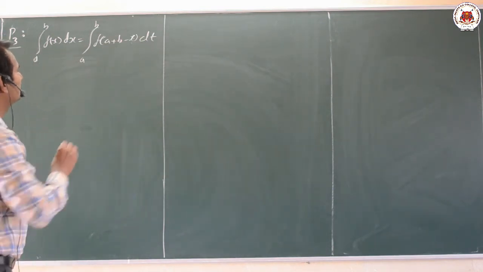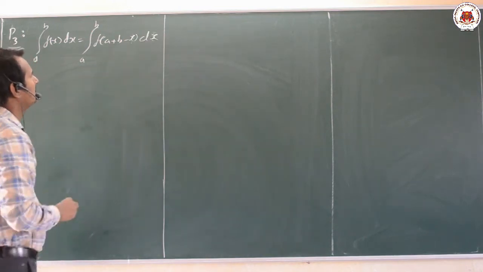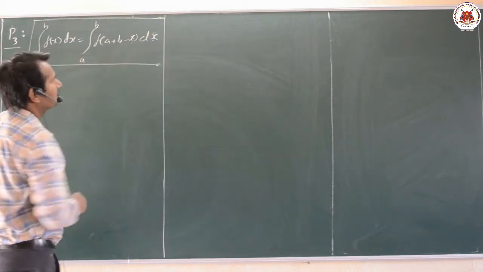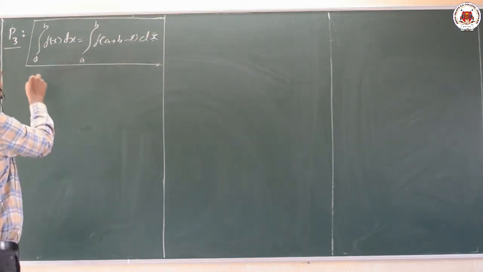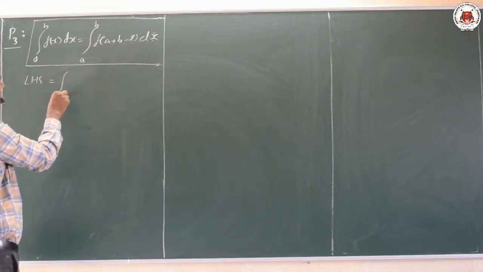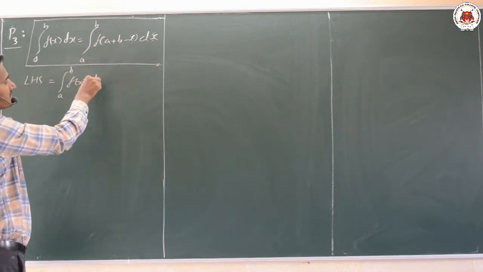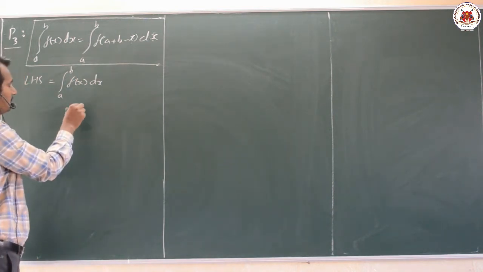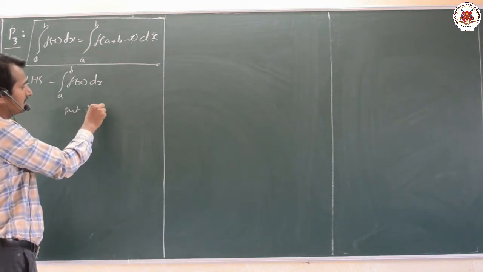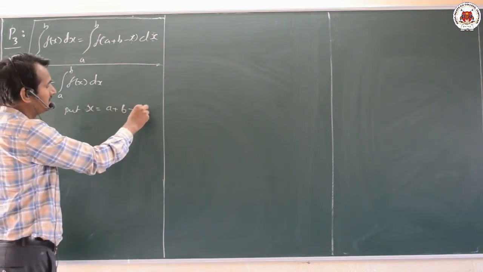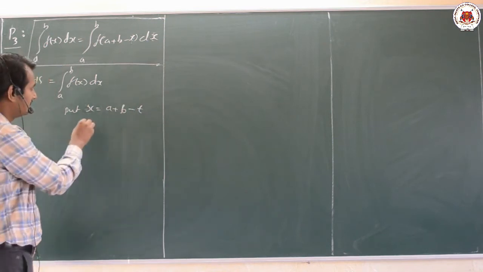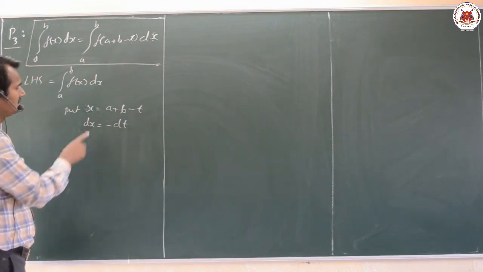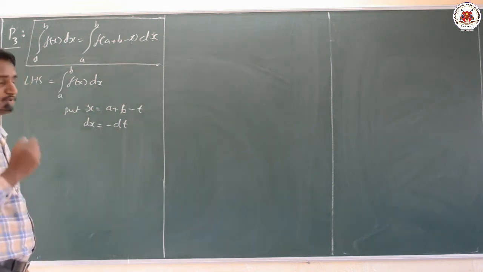Now how do we have to solve this particular thing? Very simple property here. Before starting with it, let us take the LHS part. The LHS equals the integral from a to b of f(x) dx. Now what we have to substitute is also important. Put x equal to a plus b minus t, so dx equals minus dt. I will substitute both of these values here.